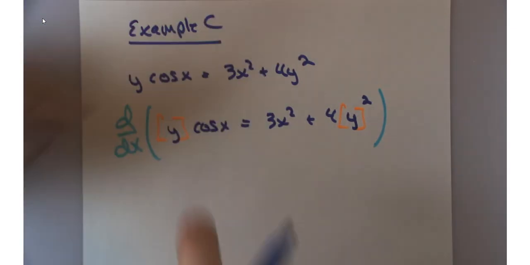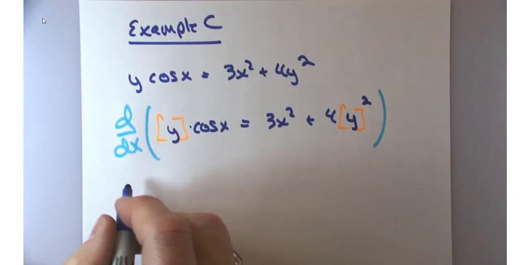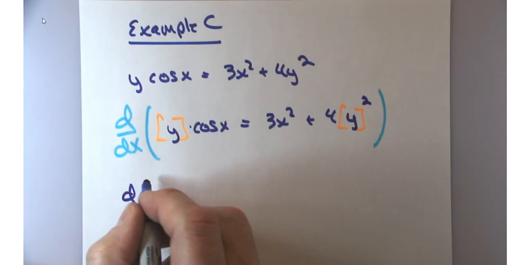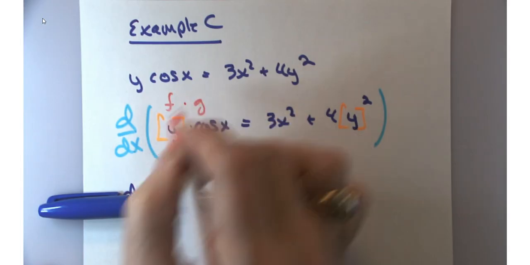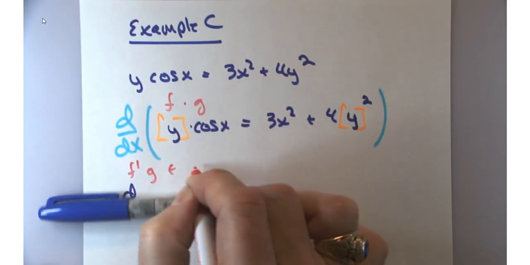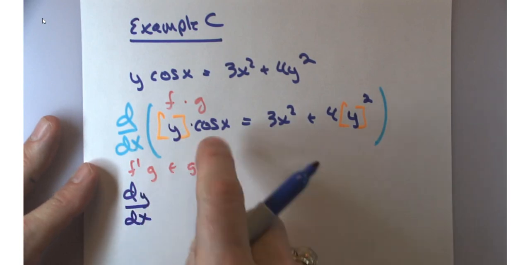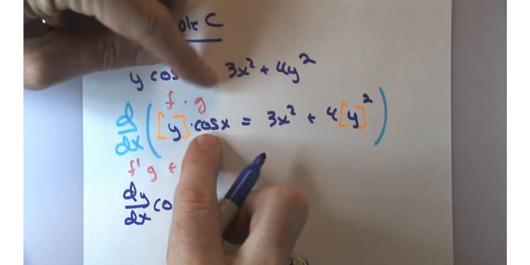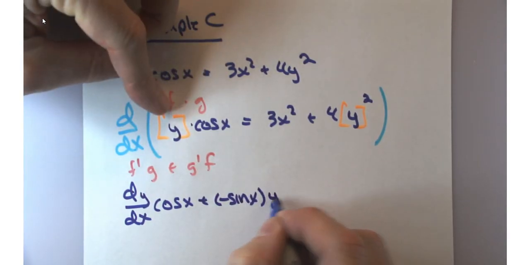Keegan, maybe you can help me out here. When I differentiate with the product rule, what's that going to give me? First term. So this would be your f, that'd be your g. I want f prime g plus g prime f. Nice. dy by dx times g, which is your cosine of x. Keep going. Plus negative sine x times y. Perfect. That's our left-hand side.